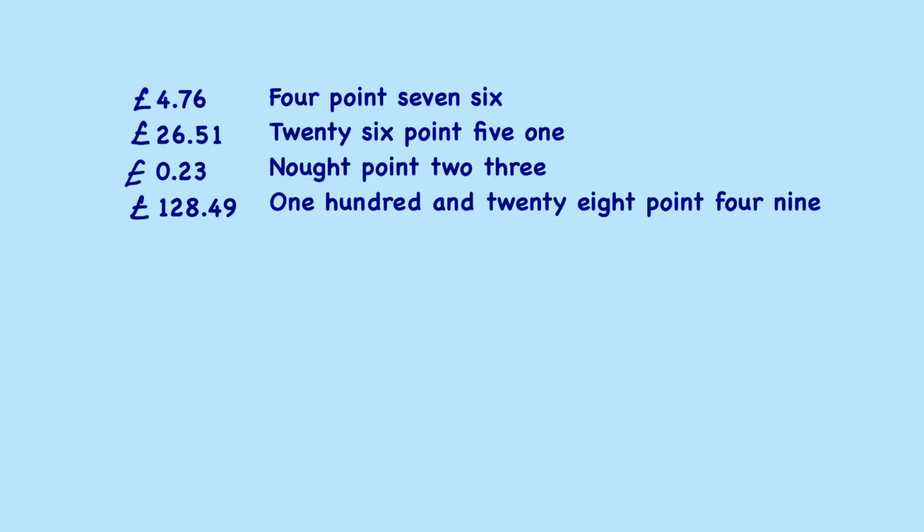I can also see that this amount here is going to be the smallest because there's no pounds. So I've got 0, that means I've got no wholes. I've just got 2 tenths and 3 hundredths. Or if I was working with money, I'd have no pounds and 23 pence. Let's look at another set of decimals.